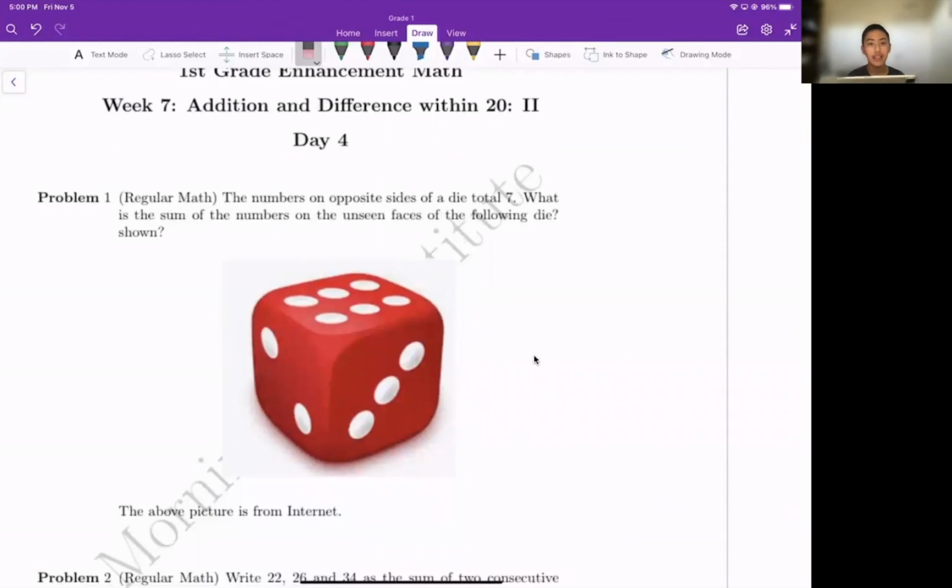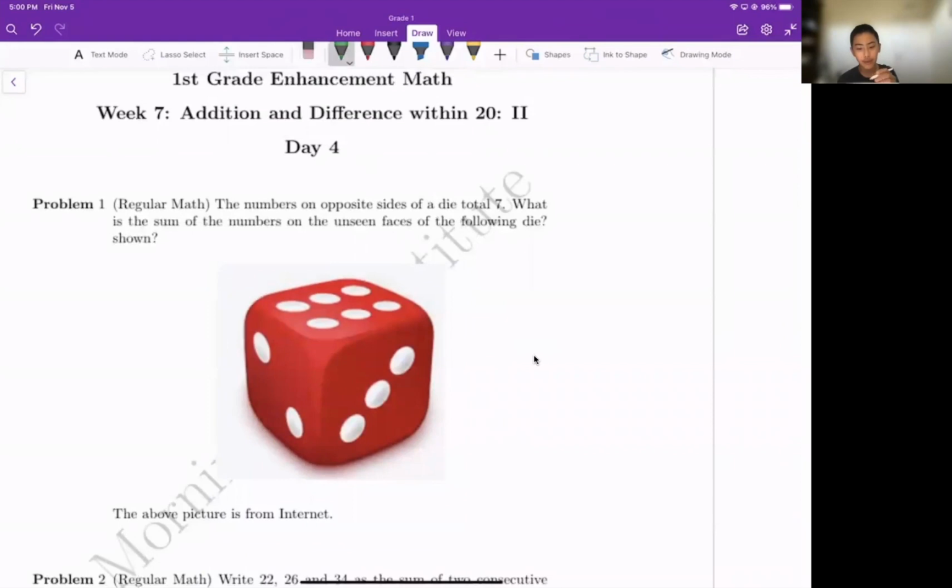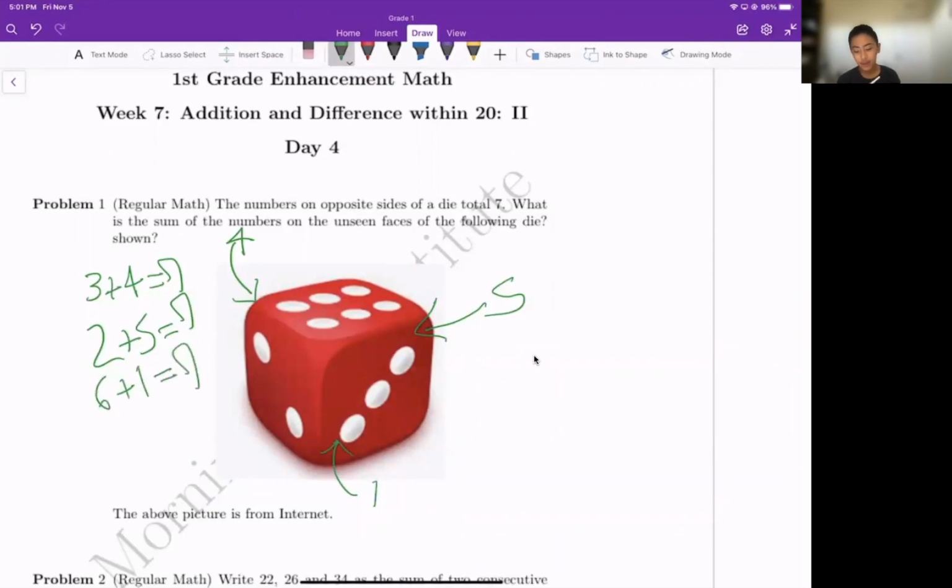So for problem 1, it says the numbers on opposite sides of a die total 7. What is the sum of the numbers on the unseen faces of the following die shown? Let's start off with 3 first. The opposite of 3 is 4 because 3 plus 4 equals 7. The opposite of 2 is 5 because 2 plus 5 is 7. And finally, the opposite of 6 is 1 because 6 plus 1 is also 7. So the sum of the numbers on the unseen faces of the following die shown is 10 because 4 plus 5 plus 1 equals 10.